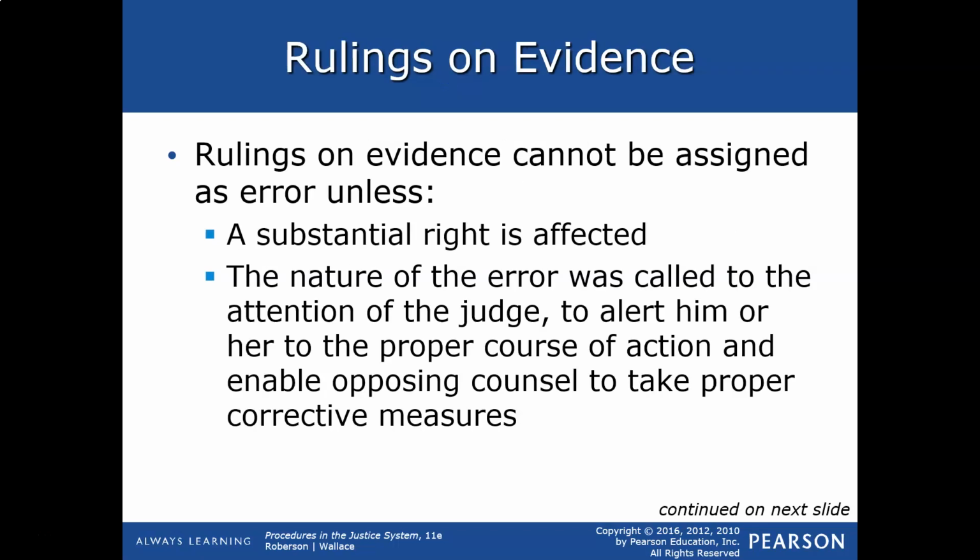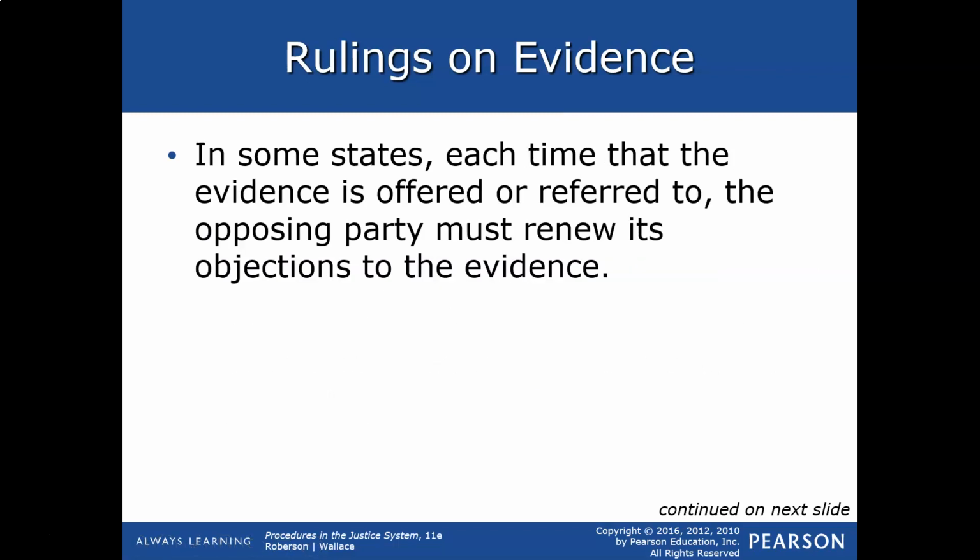Anyways, rulings on evidence cannot be assigned as error unless substantial rights are affected, which is, again, very confusing because judges have discretion. Remember that? And the nature of the error was called to the attention of the judge to alert him or her to the proper course, and the judge did not take corrective measures. Again, we'll keep moving, all right?